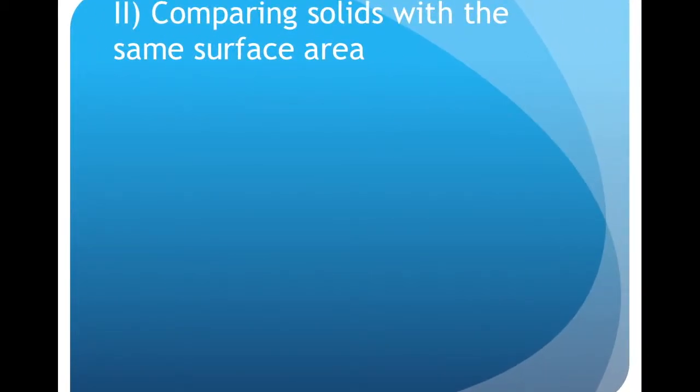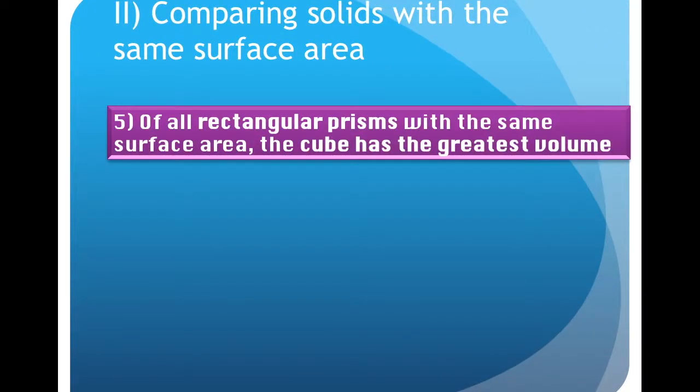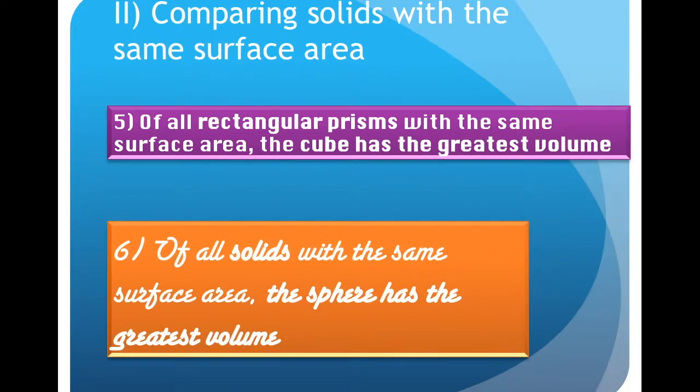Next, we're going to compare solids with the same surface area. Here are some statements. Of all rectangular prisms with the same surface area, the cube has the greatest volume. And of all solids with the same surface area, the sphere has the greatest volume. So the first statement deals with just rectangular prisms, whereas the second statement deals with all solids. Let's prove some to you.